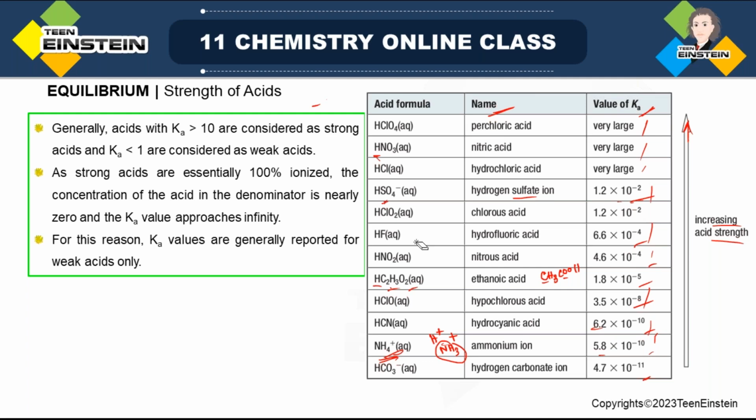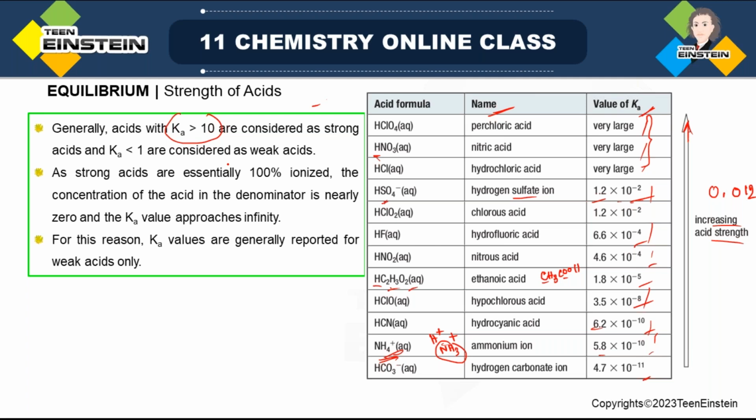But in general, how to say which acid you should consider as strong and which you should consider as weak? Then you have to remember this fact: generally, acids where the Ka value is greater than 1 are considered as strong. But as you can see here, 1.2 times 10 to the minus 2, which means what? It is actually 0.012, which is obviously less than 1.